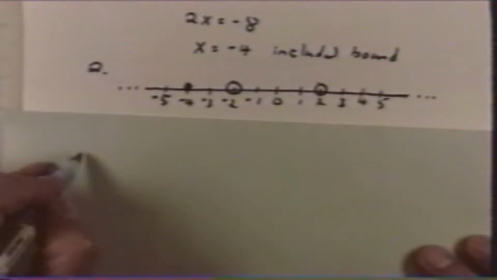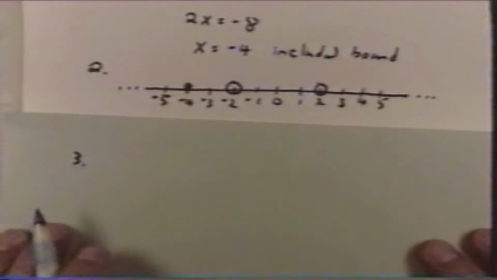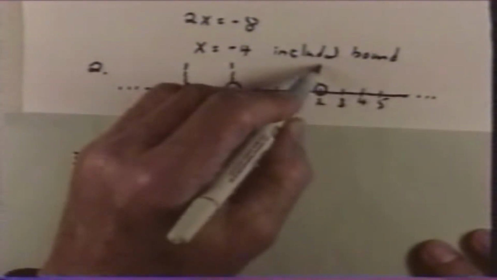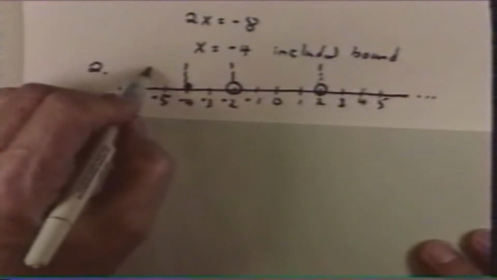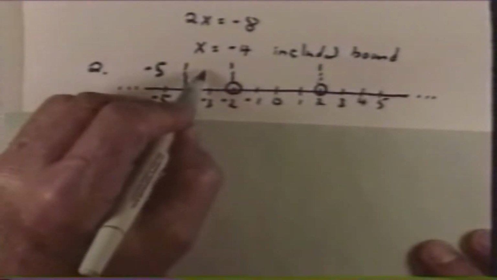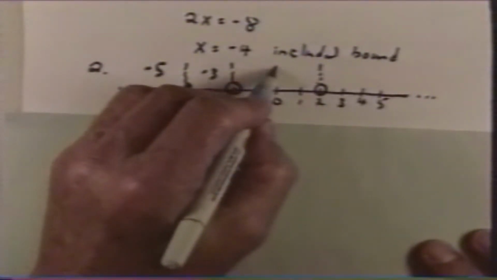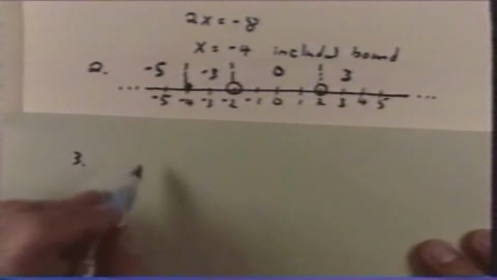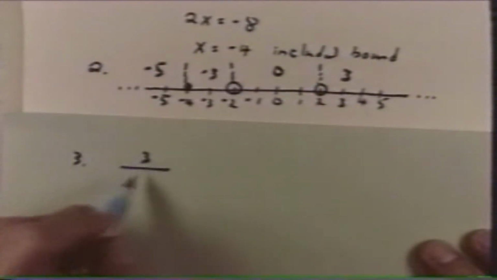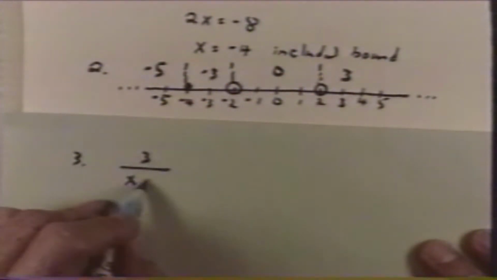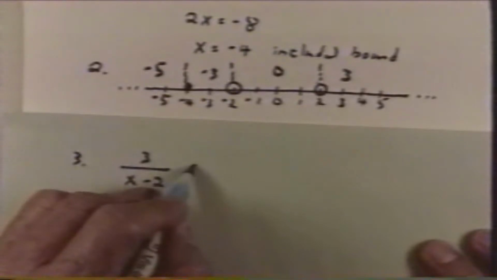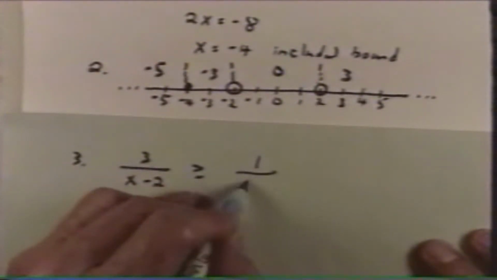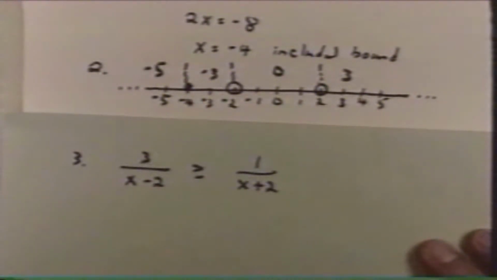Step 3 says to choose checkpoints from each region. So I need to pick maybe -5, -3, 0, and +3. Now I need to check into the original. The original was 3 over x minus 2 is greater than or equal to 1 over x plus 2.